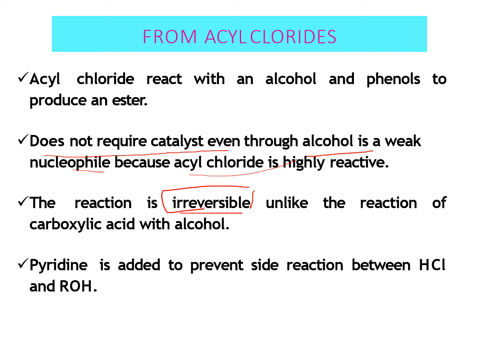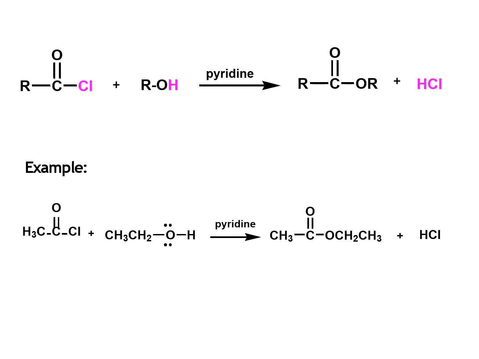Okay, so to prevent, macam biasalah yang sebelum ni pun saya dah mention, to prevent daripada HCl react balik nanti, you have to use pyridine as reactant. Kena ada reactant pyridine. Here for example, we have acid chloride react with alcohol, must be in pyridine. Why using the pyridine? Supaya untuk elakkan daripada reaction tu berbalik, maksudnya HCl ni react balik untuk jadikan dia balik acid chloride.